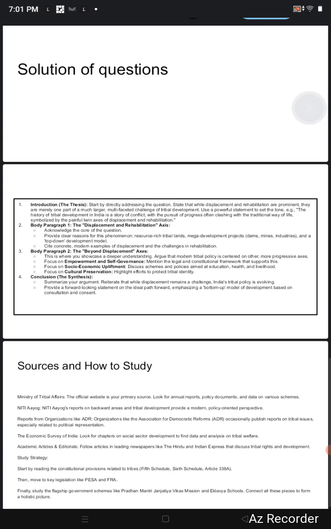Here we can write the modern examples of displacement, such as Nilgiri, Niyamgiri, and Odisha. So do write those kinds of displacement and the challenges in rehabilitation as well. So what kind of challenges are going on?